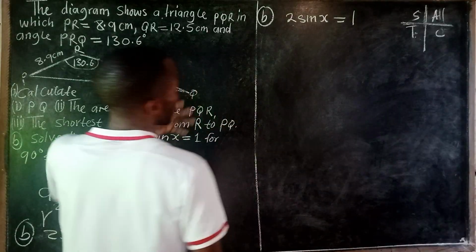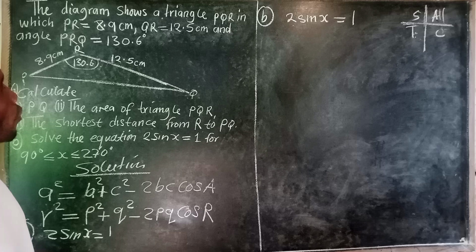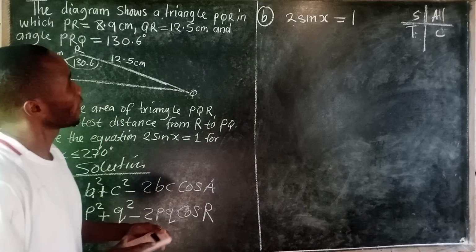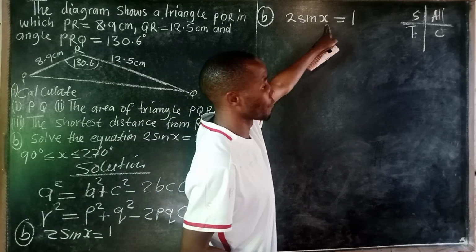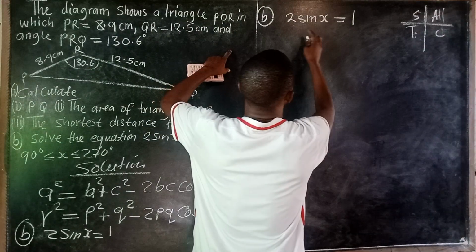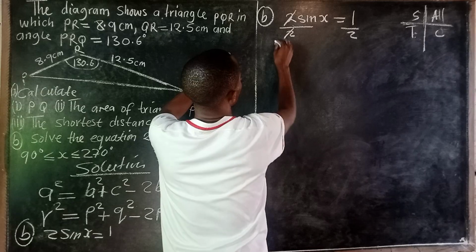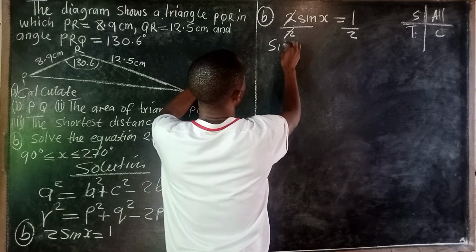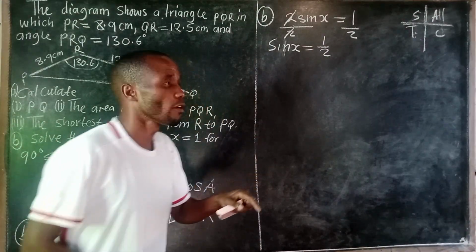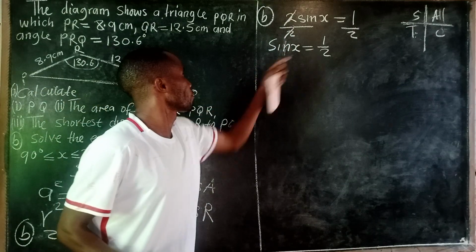After you have understood the quadrants, we can start solving the equation. In trig, you should have a calculator. Since you are solving for x, you make sure you remain with sine x, so you divide by 2 on both sides. So sine x equals 1 over 2, because the 2 has divided itself and we remain with sine x.